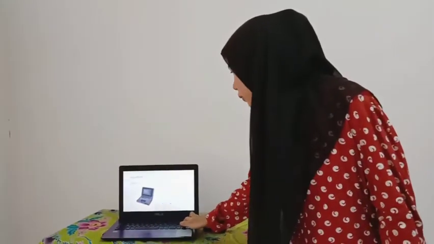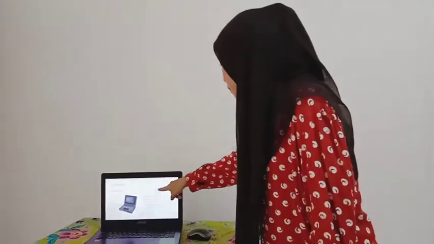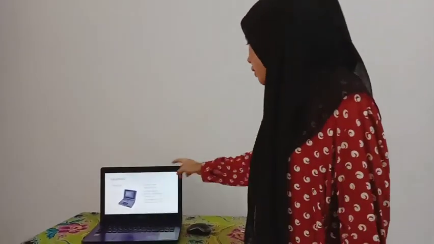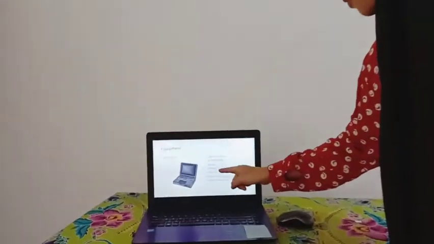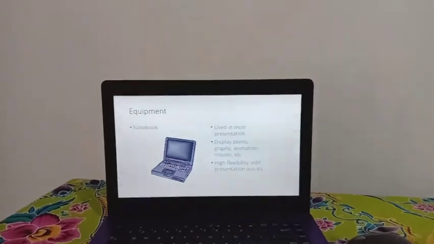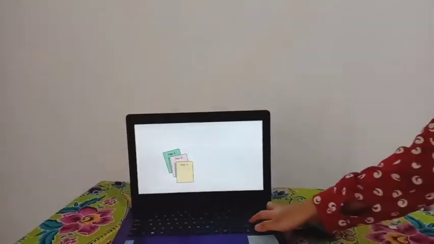The next equipment, notebook, used in most presentations. Display points, graphics, animation, moving images, etc. And high flexibility, edit the presentation quickly.